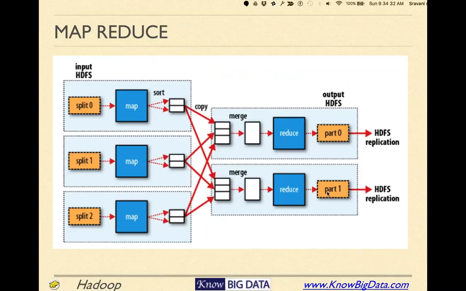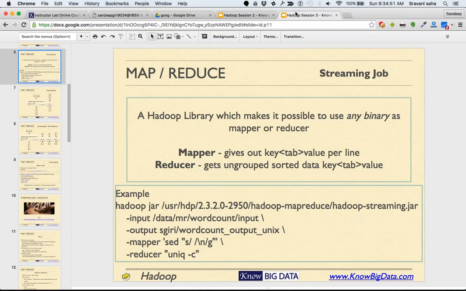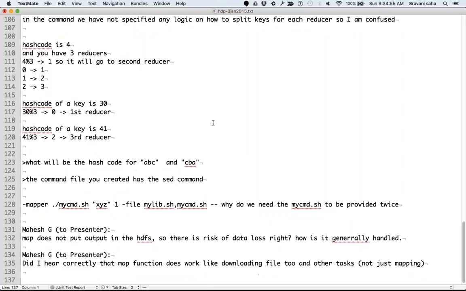Correct. It's 9. That's right. It's 9 times. It won't be a factorial. It will be the multiplication of the total number of mappers by the total number of reducers. Good. Now, there is a very interesting question from Mahesh.